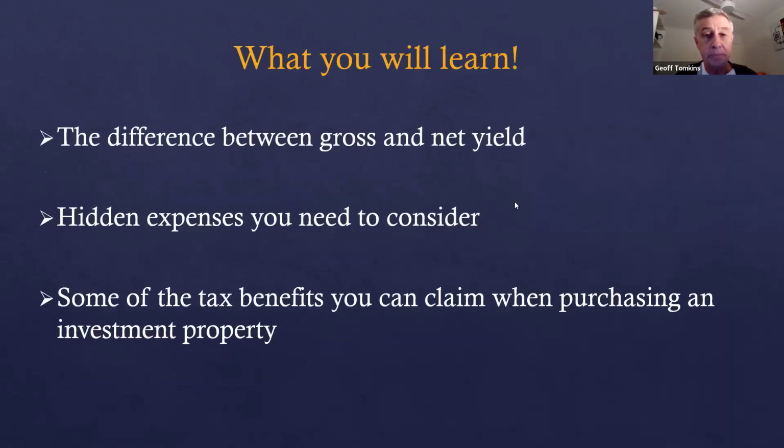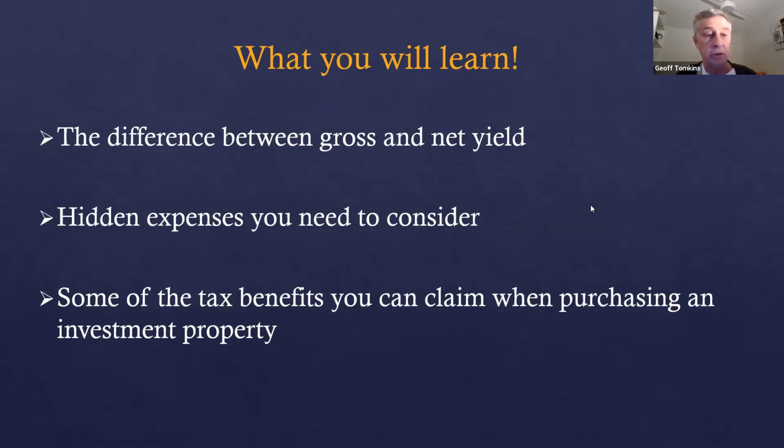So there are three key things that we're going to learn tonight. First, the difference between the gross and net yield, which is really important. Quite often we see figures advertised for investment properties, and it's the gross rental yield figure that's listed. But much like when we get paid from a salary, our employer pays the gross, then the ATO takes off the tax, and we get to spend the net income. So it's the net yield of an investment property that is more important than the gross.